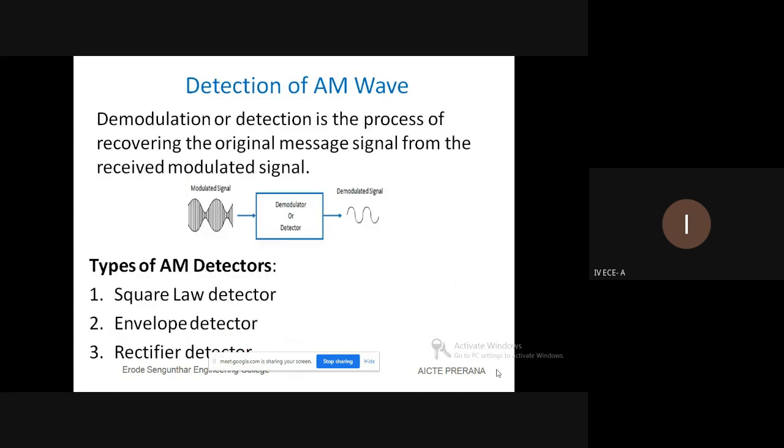In detection of AM waveform, detection takes place at the receiver side. Demodulation or detection is the process of recovering the original message signal from the received modulated signal. The block diagram of the demodulator is shown below. And here we are going to discuss three types of AM detectors: square law detector, envelope detector, and rectifier detector.